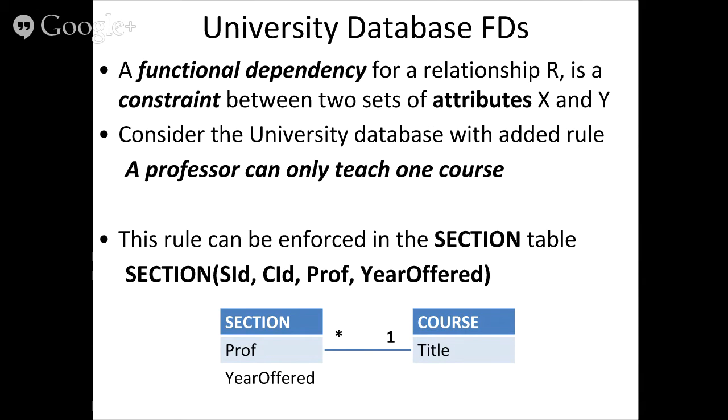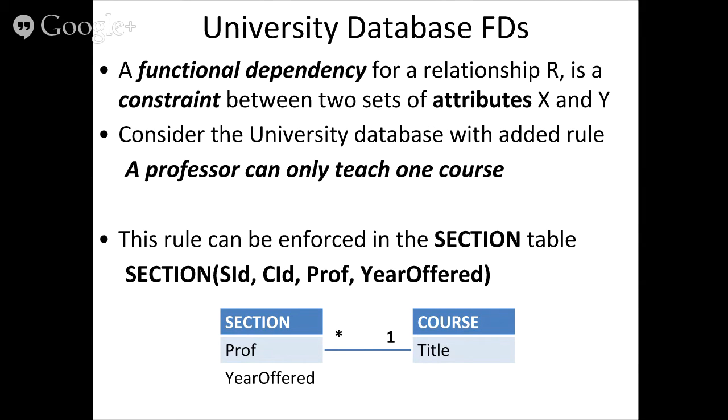So we can enforce this by having this, right? For instance, you have a section. In that section, if you remember, it said who taught that section, the year offered. What else was there? I think that's it. And there's a foreign key that goes from that section to the course. And if you remember, I believe there was a star here, and there was an enrollment table in between. But over here, we're saying that you can only teach one single course.